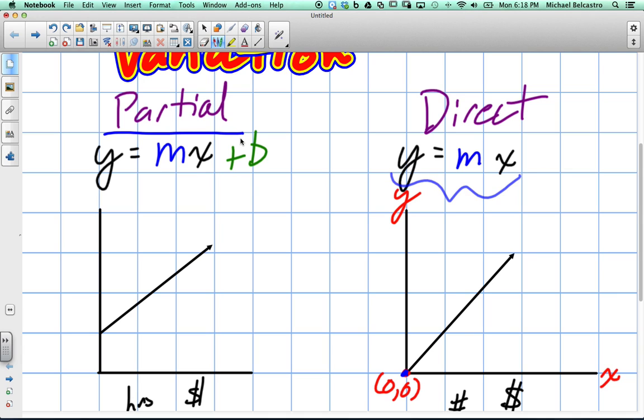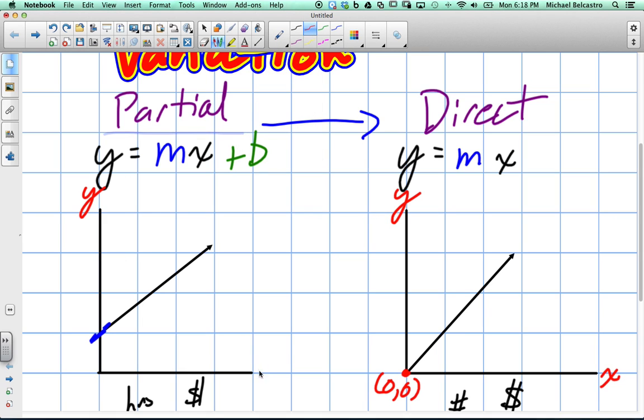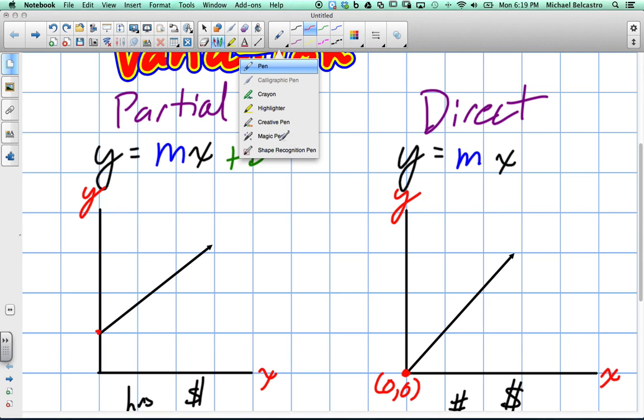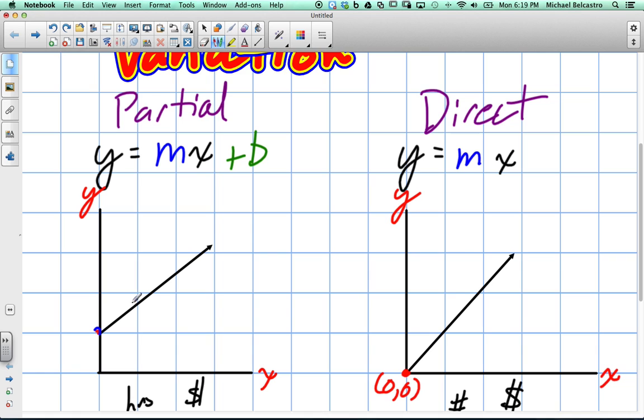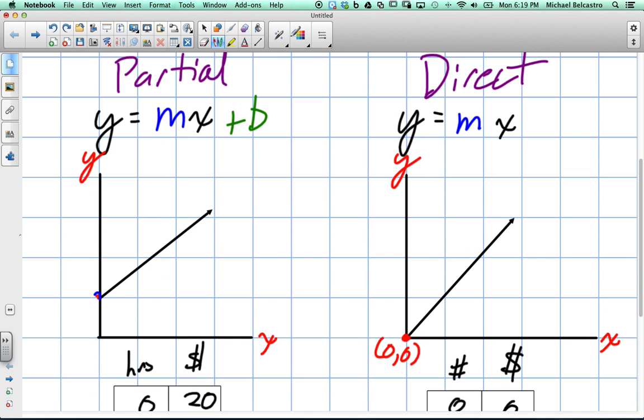Partial variation is anything other than direct. So you cross the y-axis at any other point. There are tons and tons of examples of that. I can start at any point. For instance, in this example, let's just say it starts at the number 20. So in this case, our b is actually the number 20.